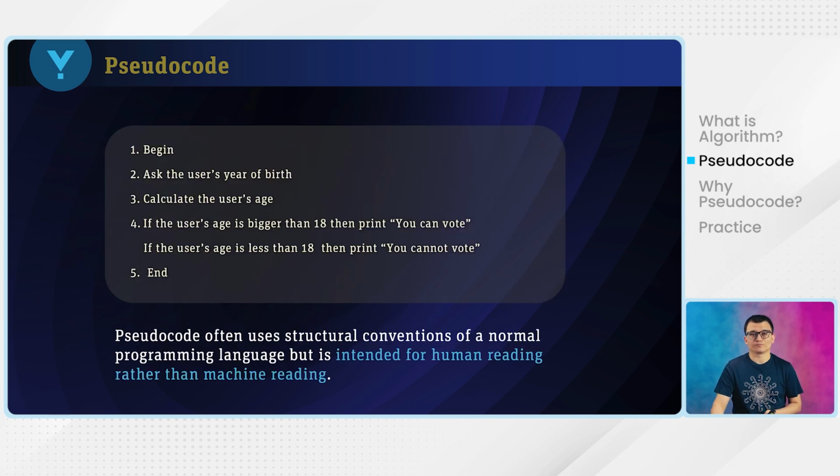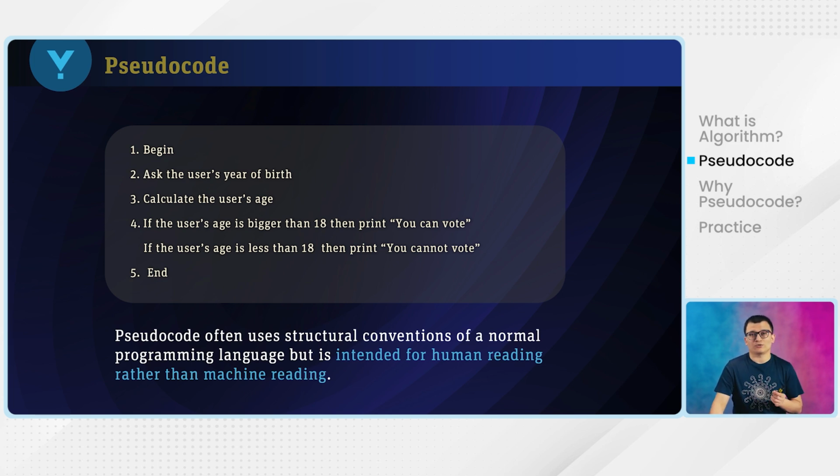The pseudocode often uses the structural conventions of normal programming language, but it's intended for human reading rather than machine reading. Here is an example of how we can use the pseudocode for solving a task.